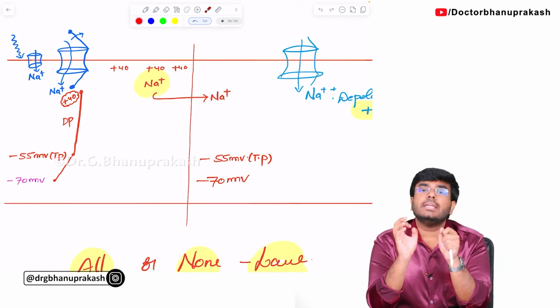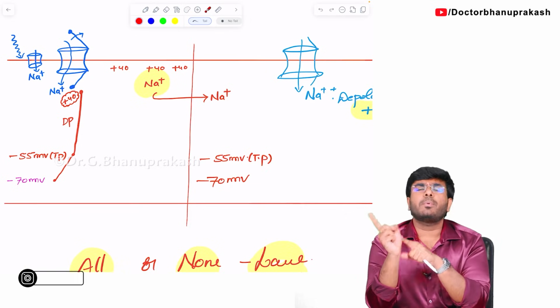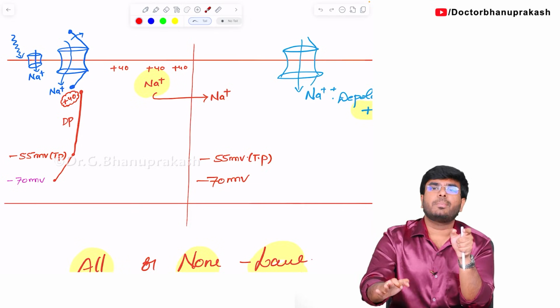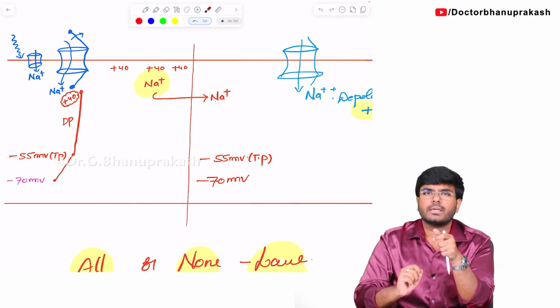So in the same way, depolarization also. If threshold potential is attained, there is complete depolarization. If threshold potential is not attained, there is no depolarization.